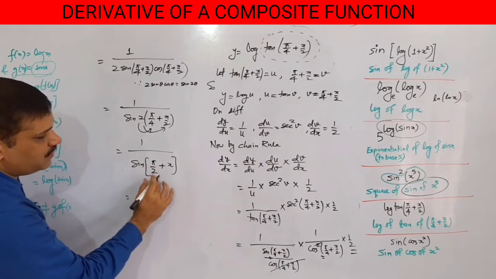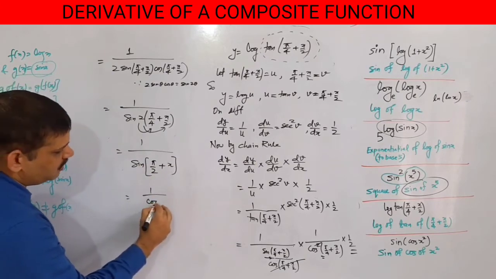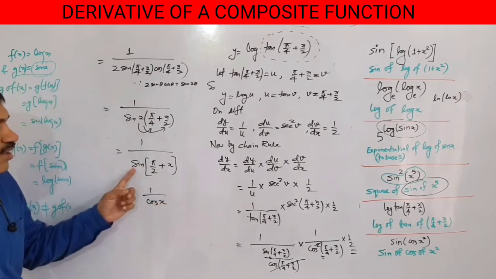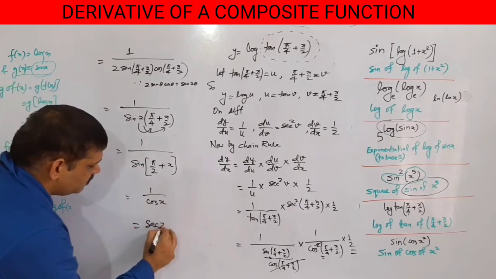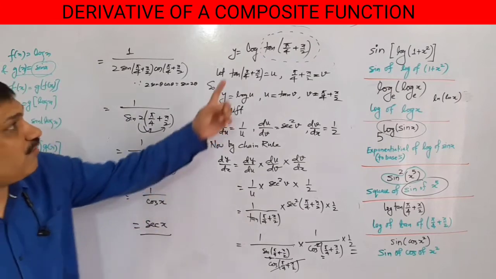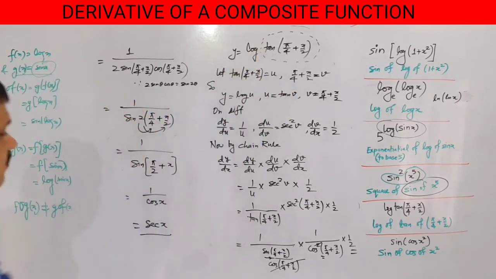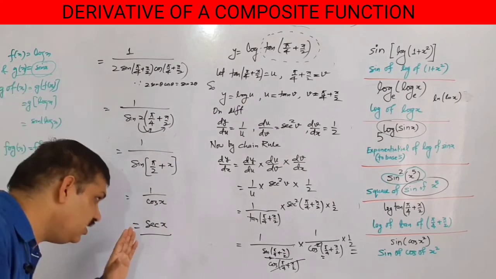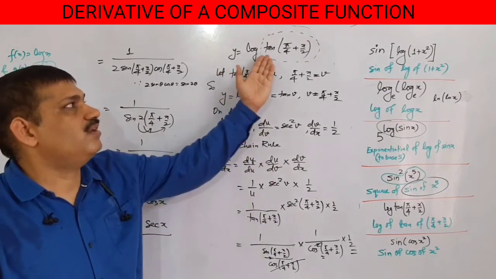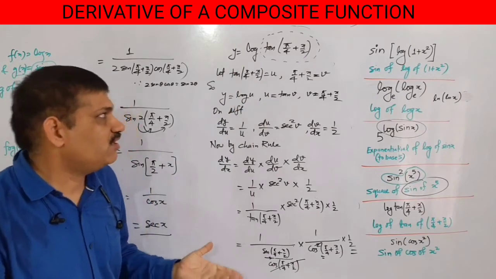Now sine 90 plus theta is simply cos theta. In the second quadrant sine is positive, so it is positive. 1 upon cos x is sec x. The derivative of log of tan of pi by 4 plus x by 2 is sec x, and later on we will come to know that the integral of sec x is log of tan of pi by 4 plus x by 2. How did we do it?